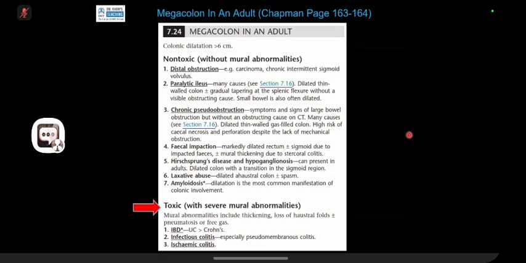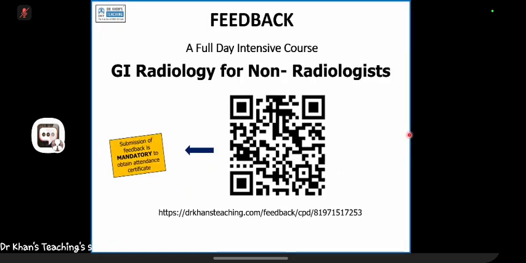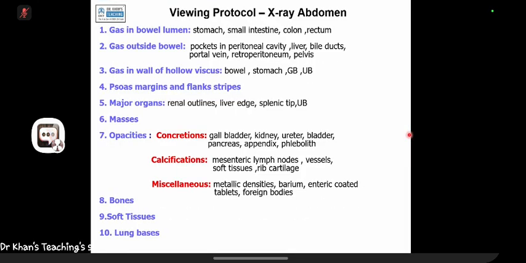So toxic megacolon. Next comes the question, what are the causes of toxic megacolon? As a gastroenterologist, you must know UC is the most common. Crohn's is number two, right? And then, of course, infectious colitis and ischemic colitis can also cause this. And there are many types of infections, viral, etc. So this was our beginning, the opening over.